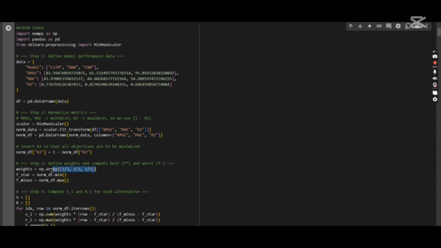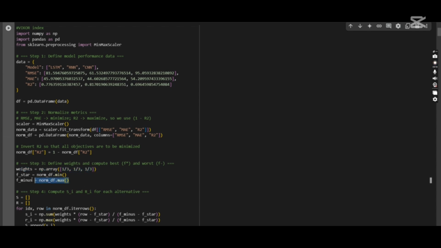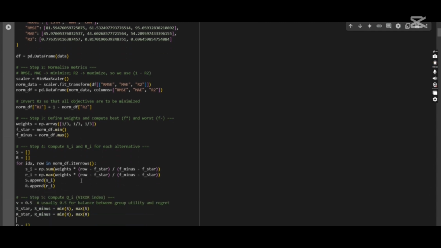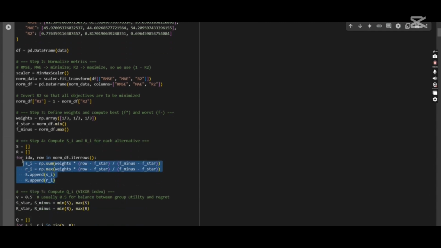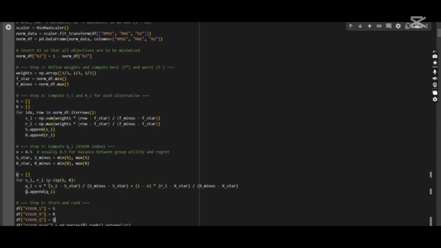So again we have considered the same weight for all the three, and then minimum and maximum for F star and F minus. Here this is F star and this is F minus. So this is basically the minimum and maximum of these two. So now compute SI and RI. These are the formulas which you can find from the literature. So this is the formula, and again this formula continues. So we will compute SI, RI, and this will be used for the computation of Q.